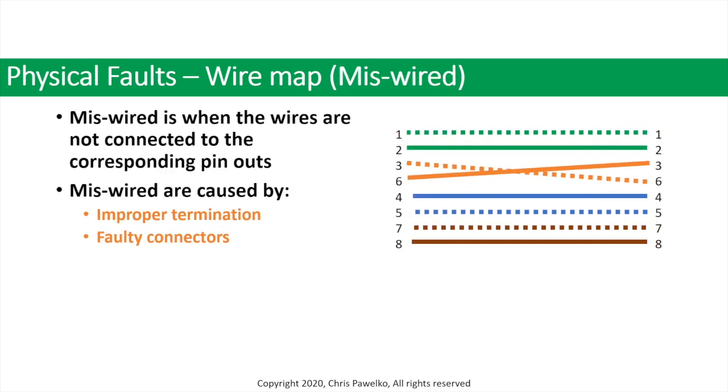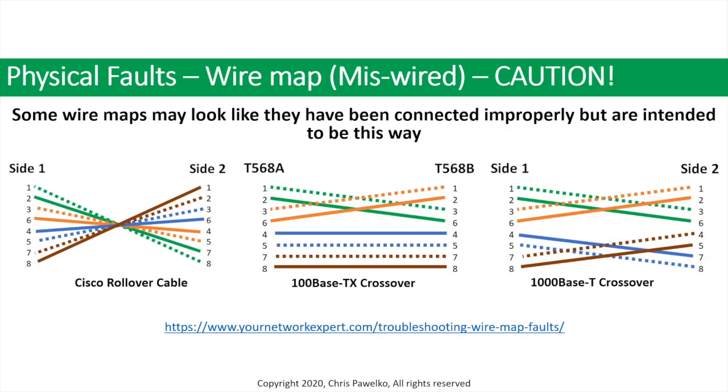The next wire map fault we're going to talk about is miswires, or miswired. Miswired is when wires are not connected to the corresponding pinouts. Miswires are caused by improper termination, and in some cases they could be caused by faulty connectors themselves. So a word of caution when it comes to miswires. There are some miswires that might look like they've been connected improperly, but they're intended to be this way.